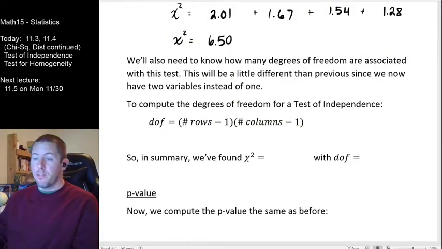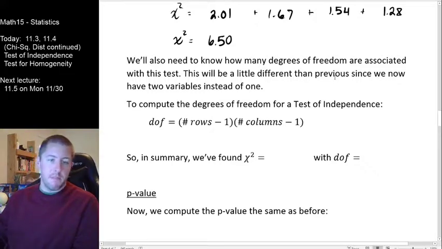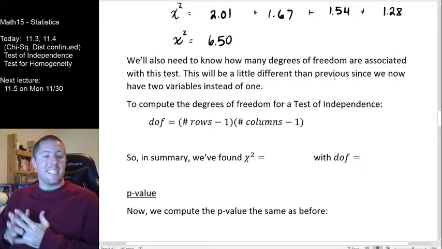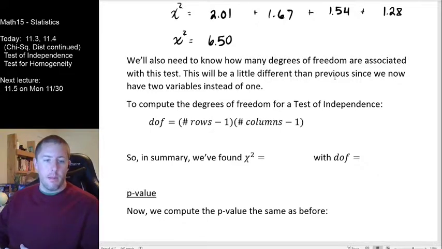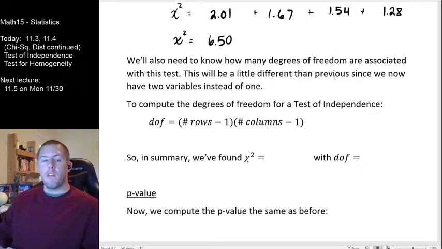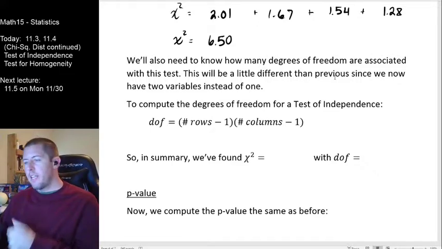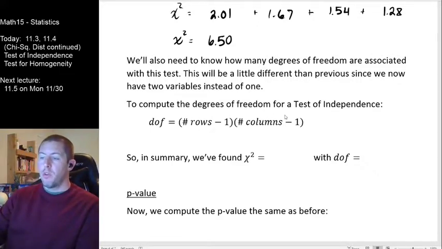To compute the degrees of freedom associated with a test of independence, this is going to be a little bit different. Remember that yesterday when we did things like rolling the dice, there are 6 outcomes when rolling a 6-sided die, and we decided that our number of degrees of freedom was going to be one fewer than the number of possible outcomes. Here we're going to do that sort of similarly, but a little bit different because we're in a two-way table. This instead will be the number of rows minus 1 times the number of columns minus 1.